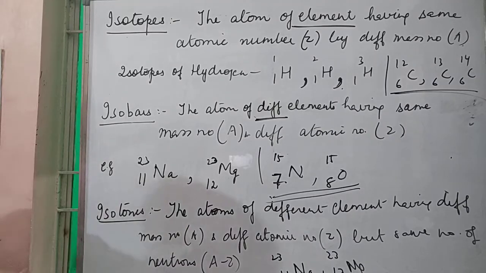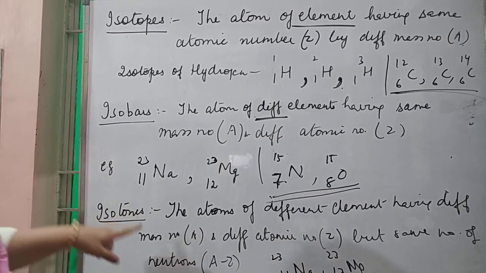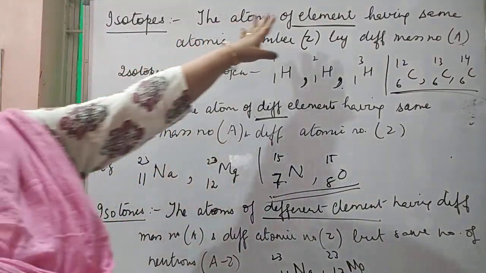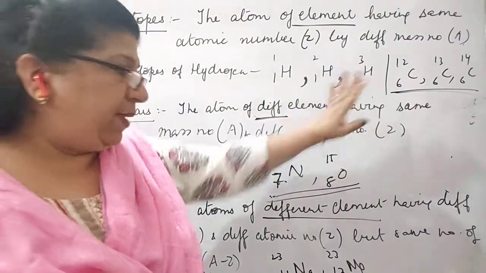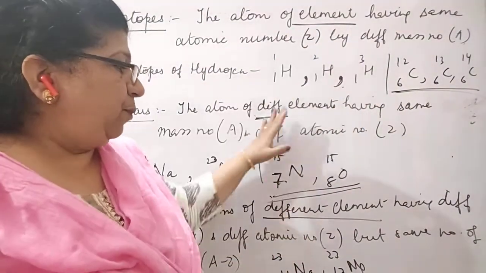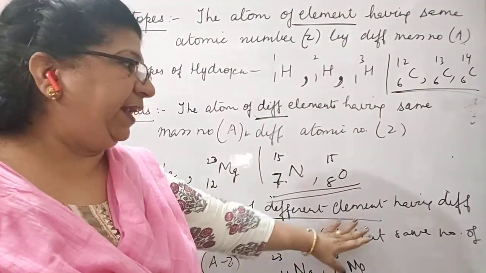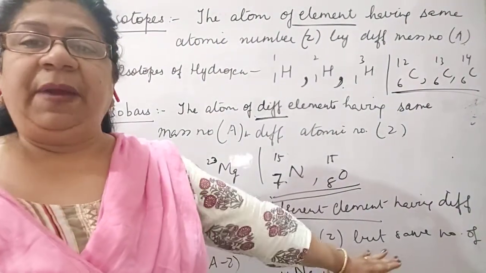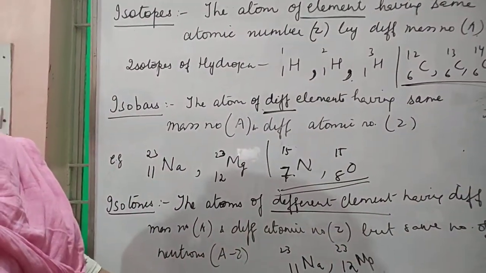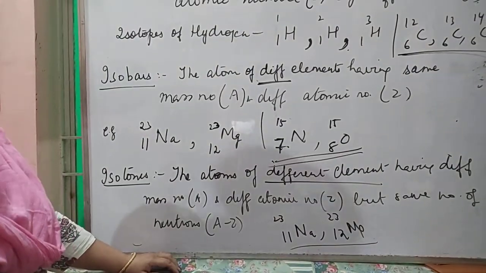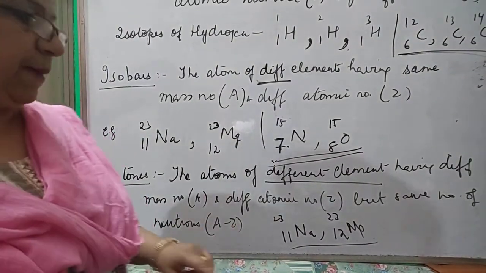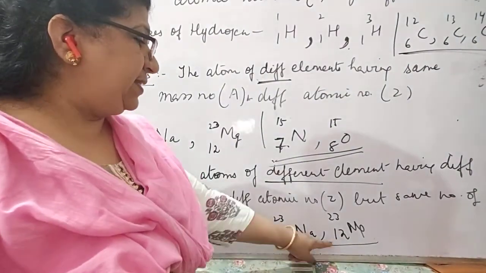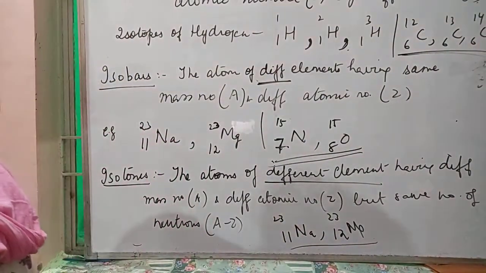The other one is isotones, atoms of different elements. What you see is that for isotopes we have atoms of the same element, but here we have atoms of different elements having different mass number, different atomic number, but the same number of neutrons. The number of neutrons, that is A minus Z, is the same. The example is again sodium and magnesium. If you subtract them, in both cases you are getting what?